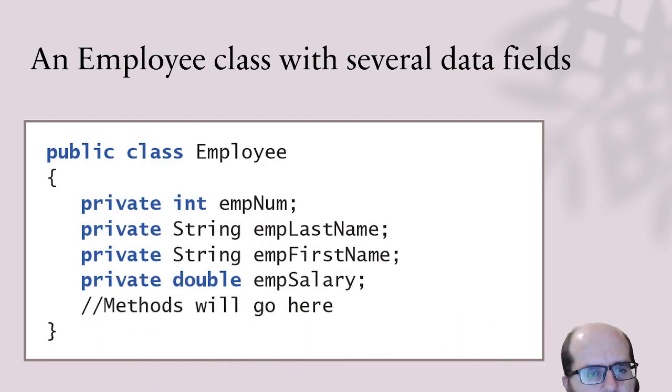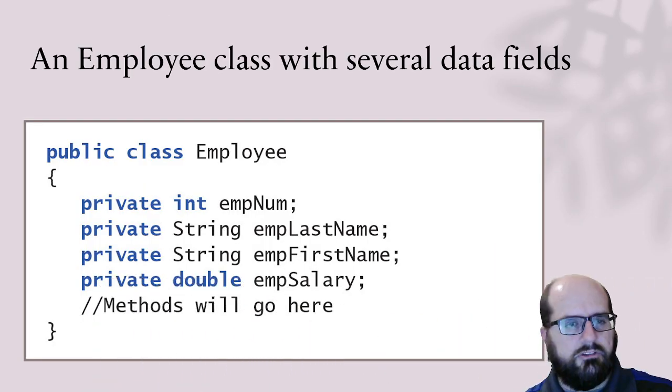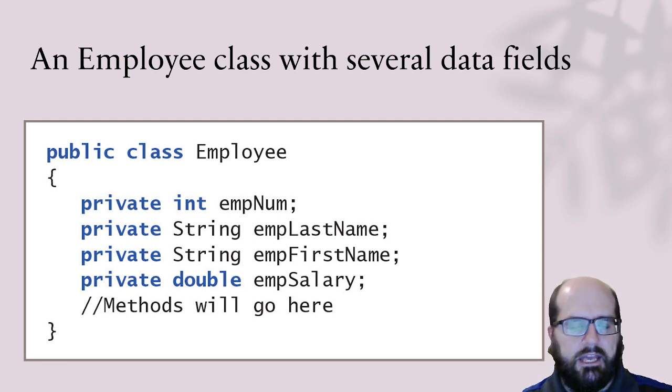Okay, so let's look at what's happening here. We have our public class employee, and we've added some additional attributes to an employee. We've added first name and last name and salary. Then we can add methods below it.